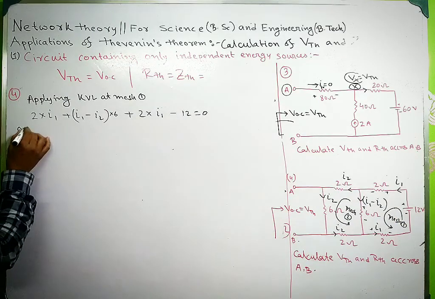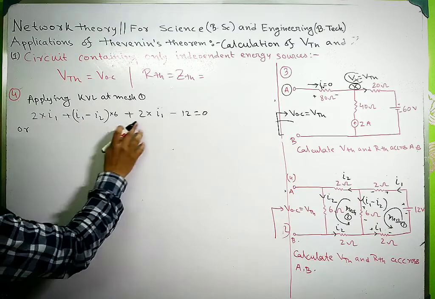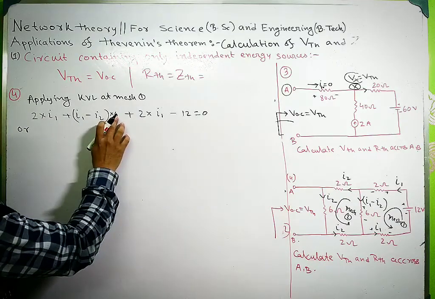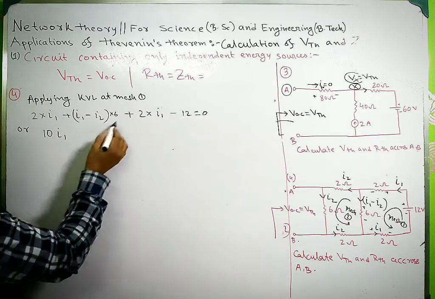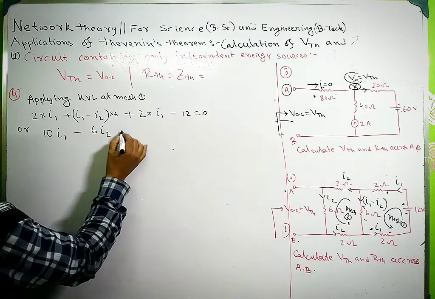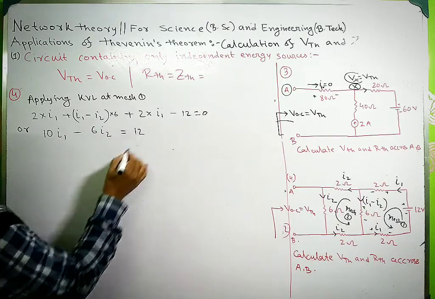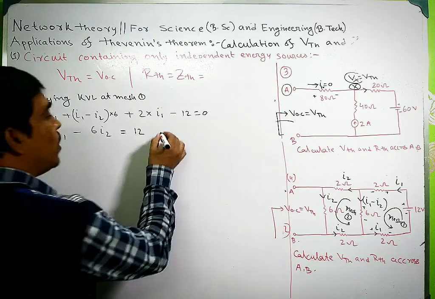From this equation you can calculate that this is 2, this is 2, so this will be 4, and this is 6, so this is 10 I1, and it will be minus 6 I2 equals 12. So 10 I1 minus 6 I2 equals 12. This is equation number 1.